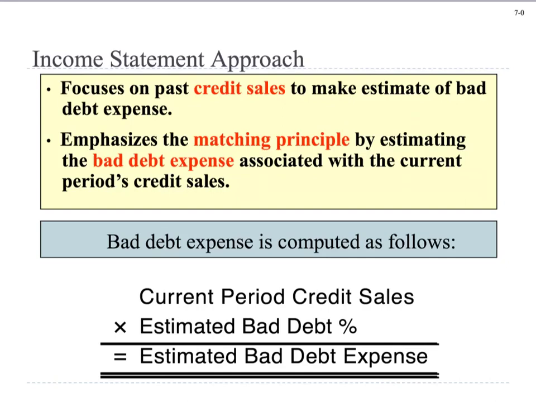Now, under the income statement approach, you focus on past credit sales to make an estimate of the bad debt expense, with the emphasis on the matching principle, so that the amount of sales you anticipate being uncollectible is recorded in your allowance. So you take the sales, and then you come up with an estimate of what you think the bad debt is going to be. So maybe you think it's going to be 2% or 1% of sales. That's how you determine the estimate of the bad debt expense.